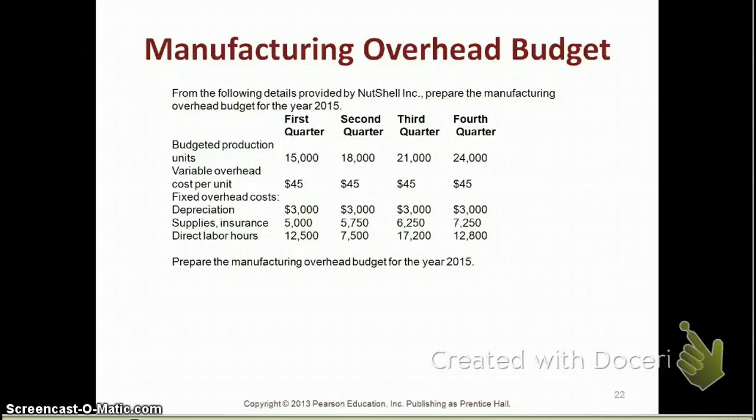However, the key here is again separating your variable overhead and fixed overhead. You know that variable overhead varies with production volumes, which are different each month. But your fixed overhead costs, you just take whatever they give you. So whenever you're preparing your budget for your variable overhead, you're going to calculate how much the variable overhead is for each month's production. But for fixed overhead, you're just going to take the numbers that they gave you straight across.